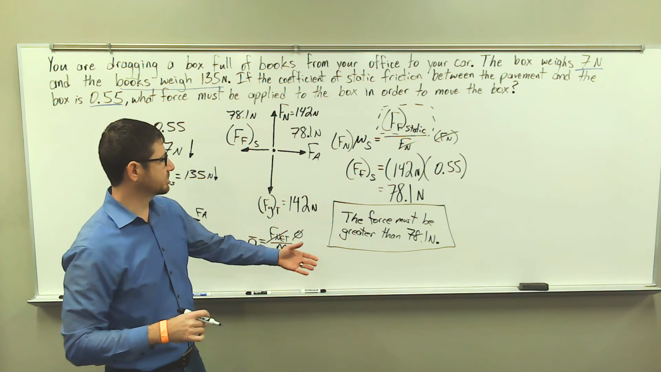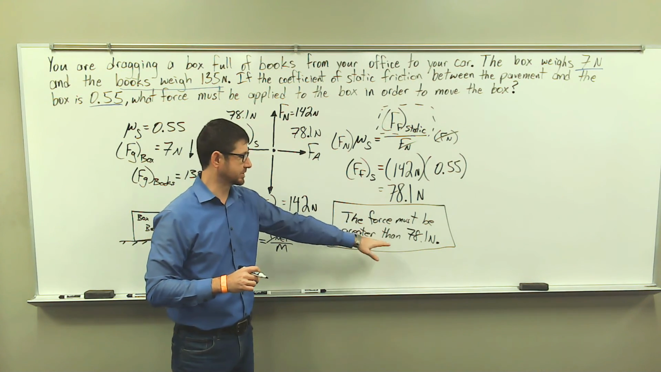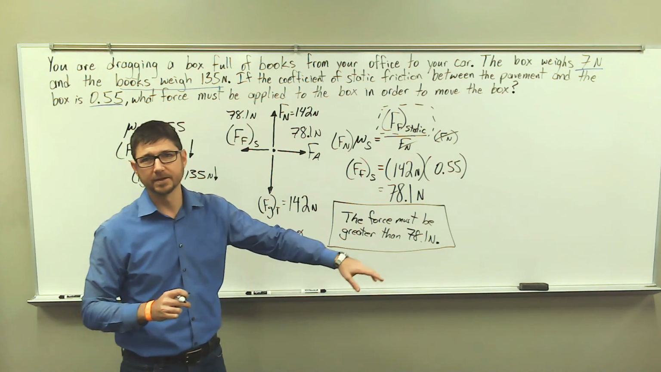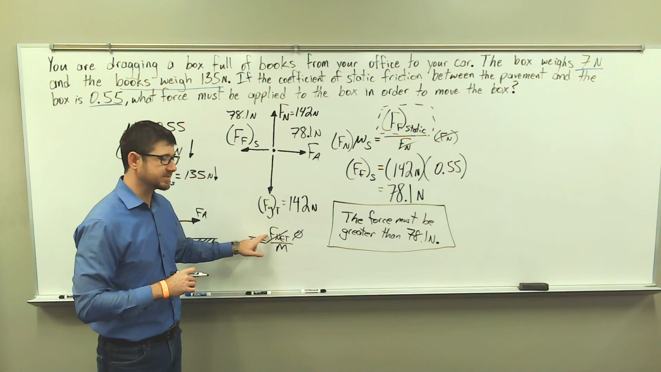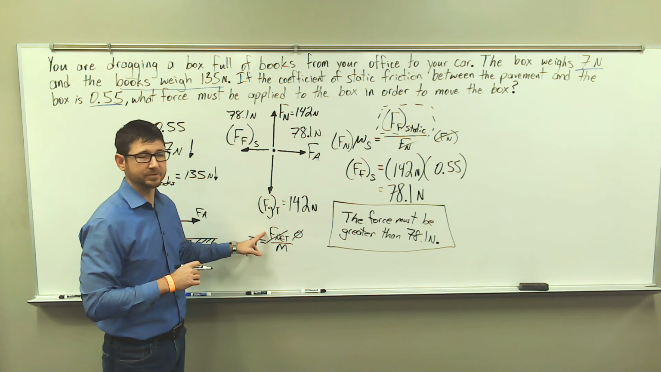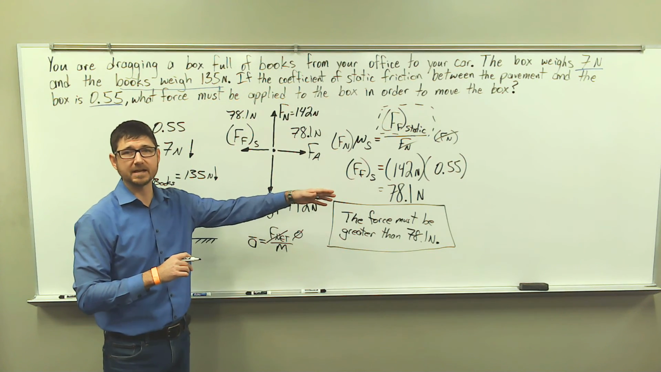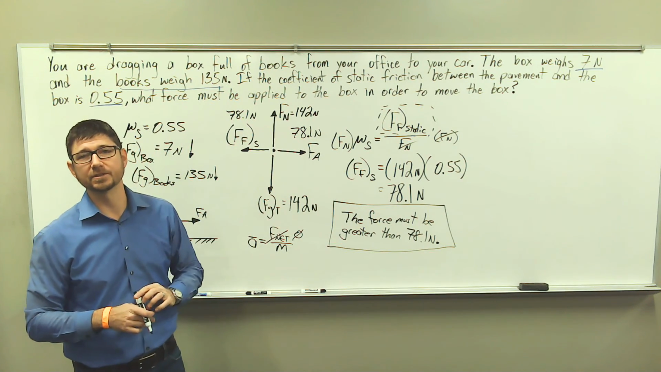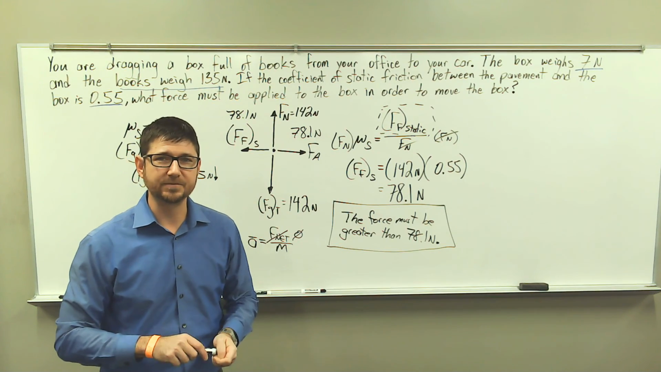Even if we had something like 78.2 newtons, which is greater than 78.1 only by 1/10 of a newton, this would cause a net force applied to our box. And so we would have an acceleration in the positive x direction, so we could go ahead and move the box.